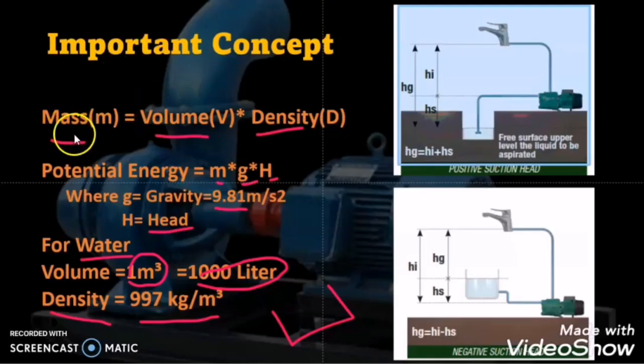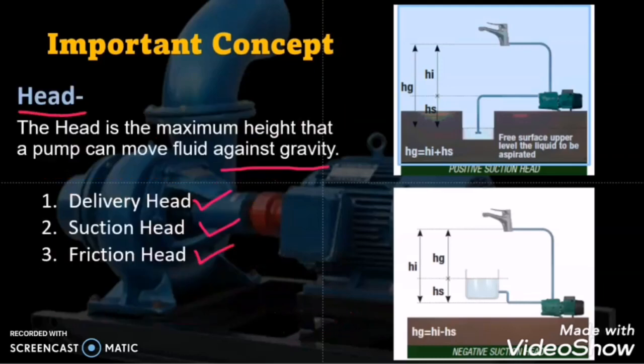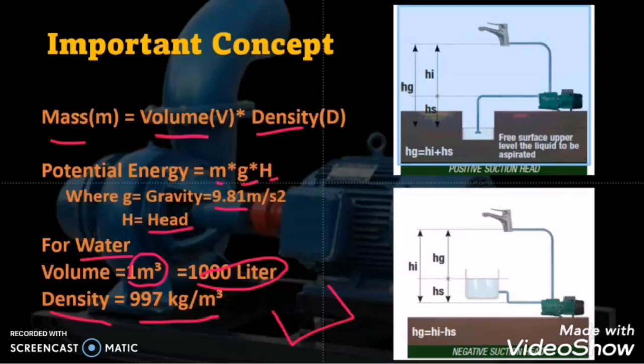So what we discussed so far is that the mass is equal to volume into density, and the potential energy is equal to mass into gravity into height. And for water, 1 meter cube will contain 1,000 liter of water, and the weight will be 997 kg. These are basic things in physics we learn in 6th or 7th standard, but these will be helpful in the pump size calculation. Now, if you understood three things, that is the flow rate, the head, and this basic concept of mass, potential energy, volume and density, then we can easily calculate the pump size.